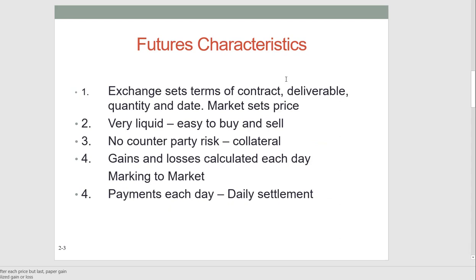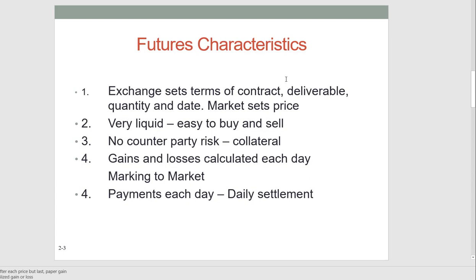The first is the bad. The exchange sets the terms of the contract. It says what security is going to be delivered, the quantity is going to be delivered, and what is the date it's going to be delivered. So it's not customizable at all. It's very standard. Every futures contract is identical. The market, however, sets the price.